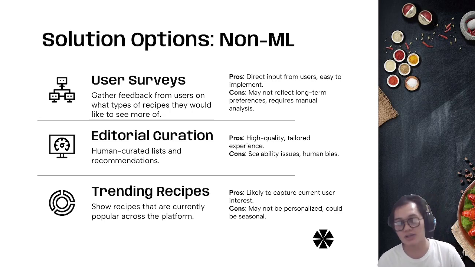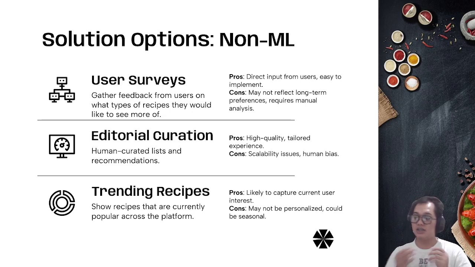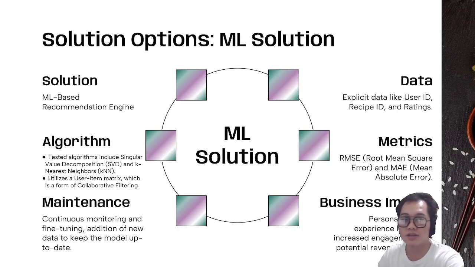It also requires manual analysis. The second one is editorial curation, with human-curated lists and recommendations, where the pros are a high-quality and tailored experience, of course, and the cons are scalability issues and human bias. The last one is trending recipes, where we show recipes that are currently popular across the platform. This is likely to capture current user interests, but the recommendations may not be personalized, and it could be seasonal.